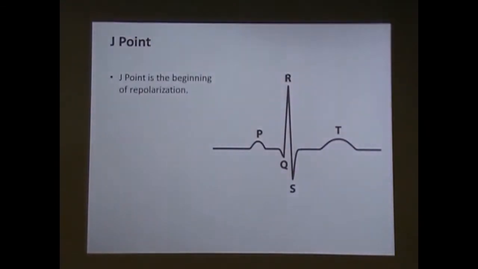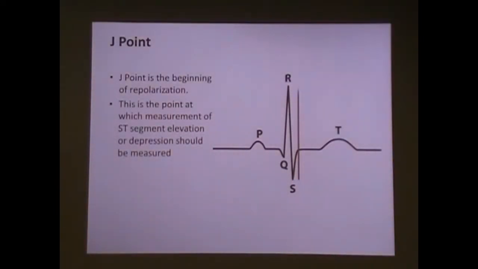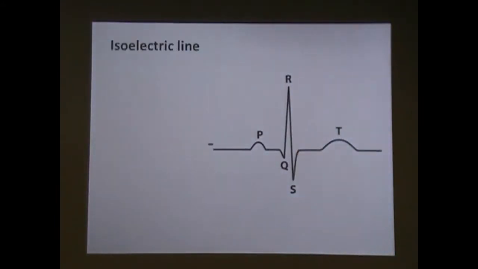J point. It's the beginning of the repolarization of the ventricle. This is the point where we measure ST segment elevation or depression. So it's important to be able to find that J point to be able to say that. When you have a swooping S wave and those kind of things, it becomes a little more difficult.